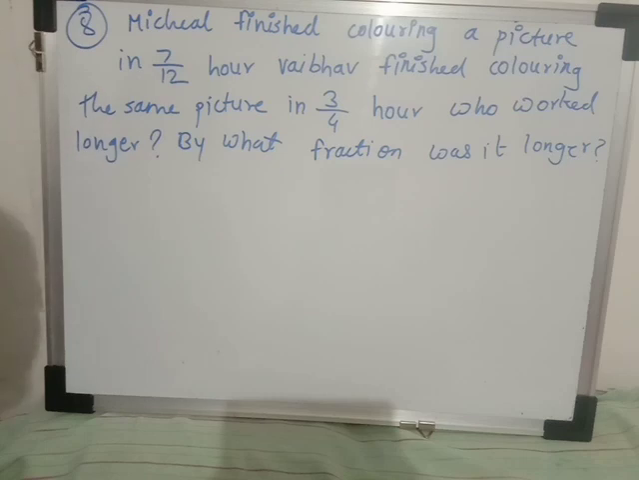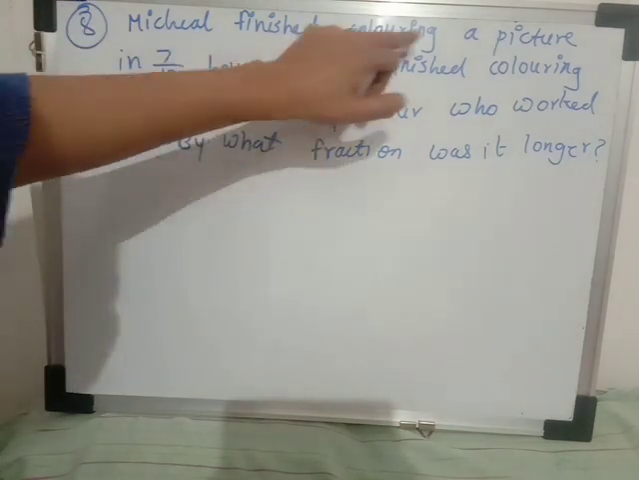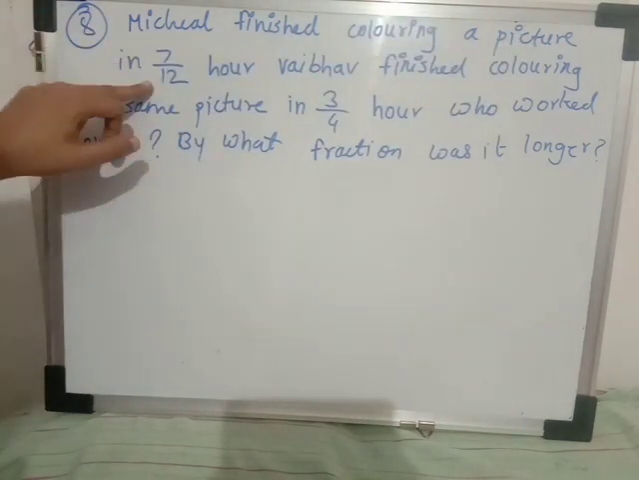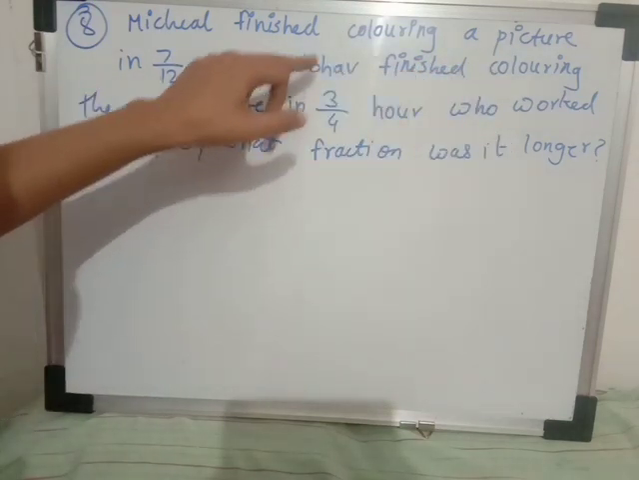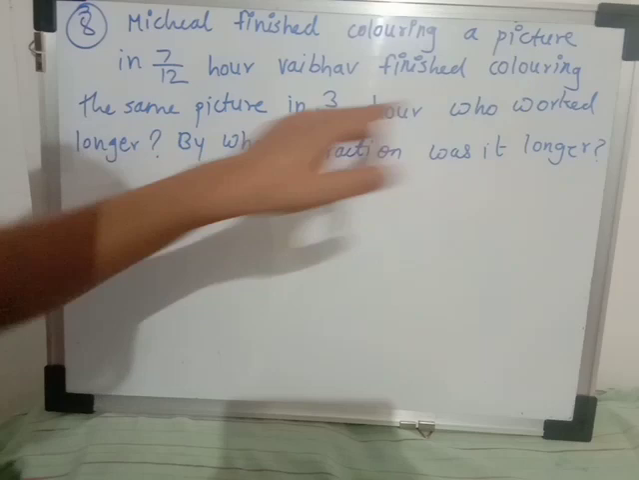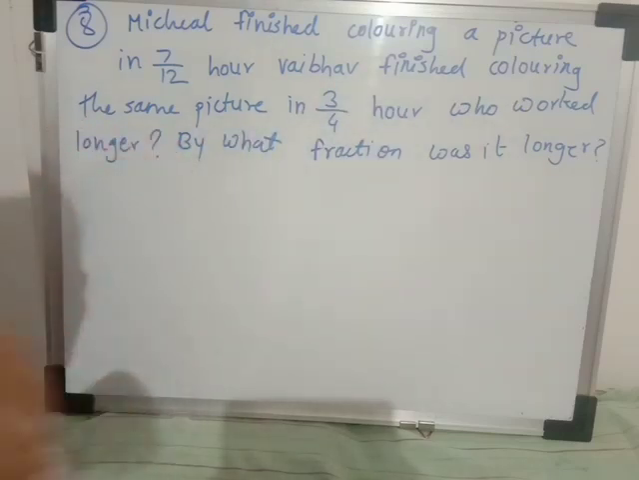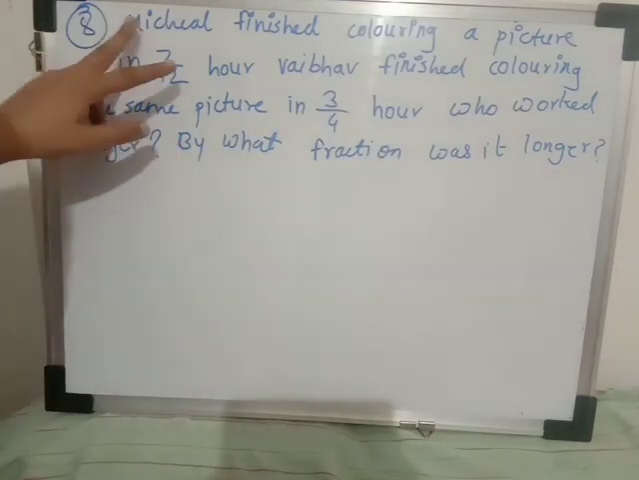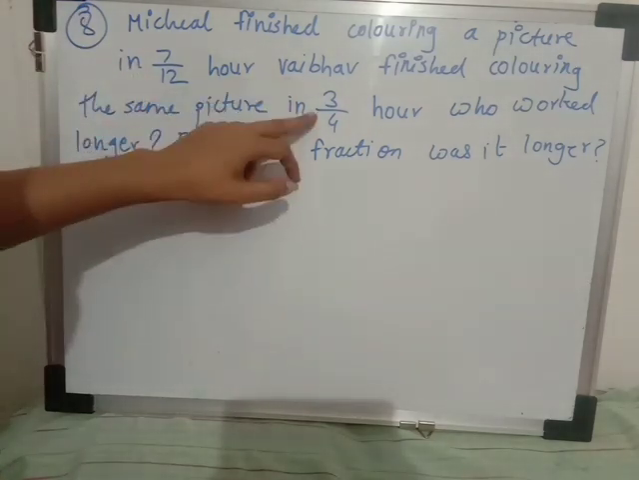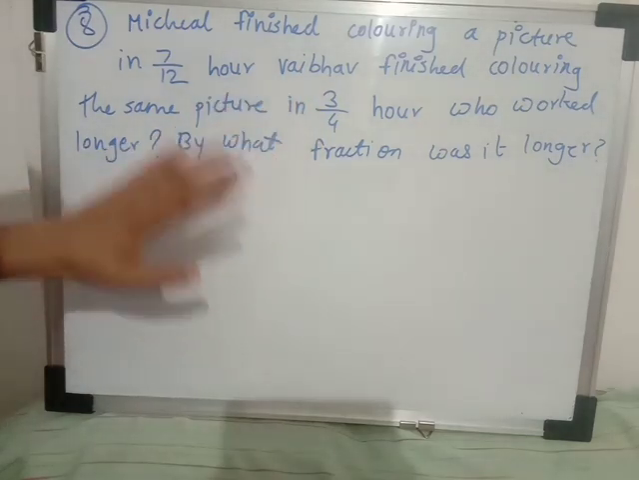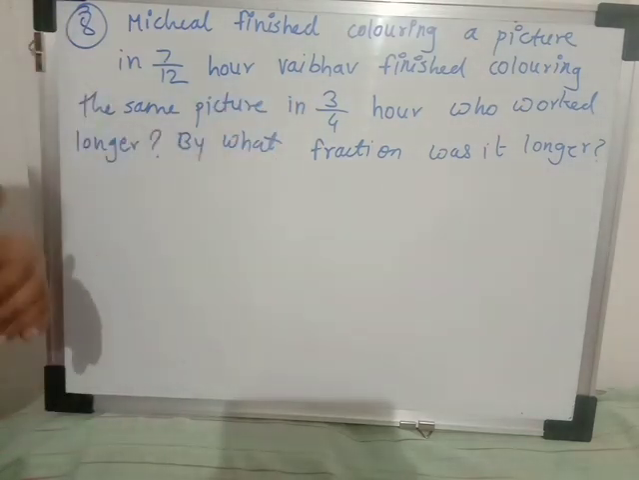Now question number 8 is: Michael finished coloring a picture in 7/12 hours. Vaibhav finished coloring the same picture in 3/4 hours. Who worked longer? By what fraction was it longer? So here there are 2 children, Michael and Vaibhav. They colored a picture, Michael took 7/12 hours and Vaibhav took 3/4 hours for the same picture. Now we have to decide who took more time to color the same picture.